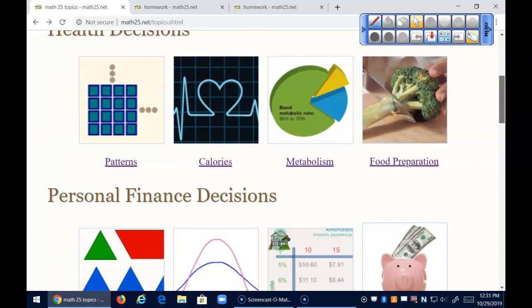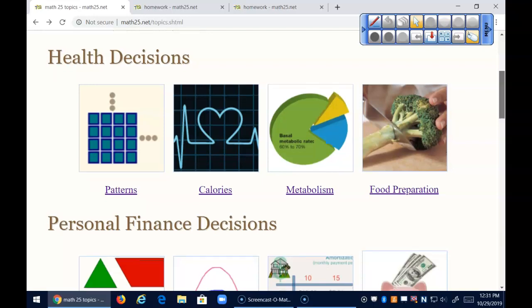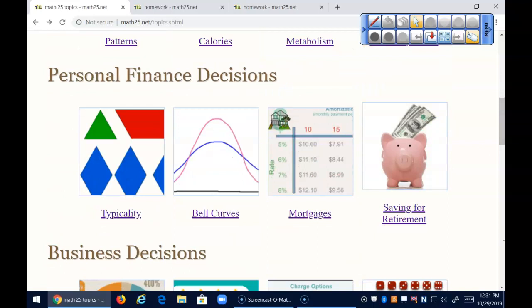Backing up again, the health decisions were kind of simple things. Here's lots of formulas. It's pretty obvious which formula to use when. Plug the numbers in, get the results. Hooray! The personal finance decisions were trickier. The typicality, just the English was vague. What does it mean that something is representative?